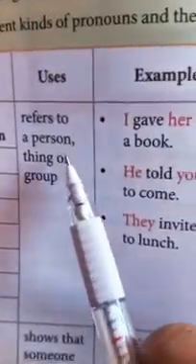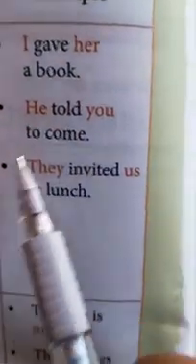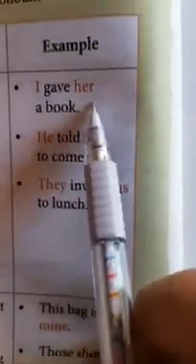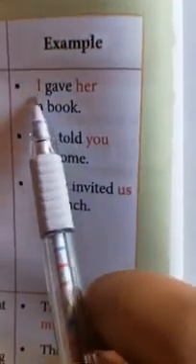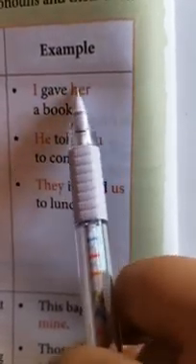So this refers to a person, thing or a group. Like: I gave her a book, he told you to come, they invited us to lunch. So I is in the subjective case, her is in the objective case. Both are personal pronouns. One is used as a subject, and another one is used as an object.